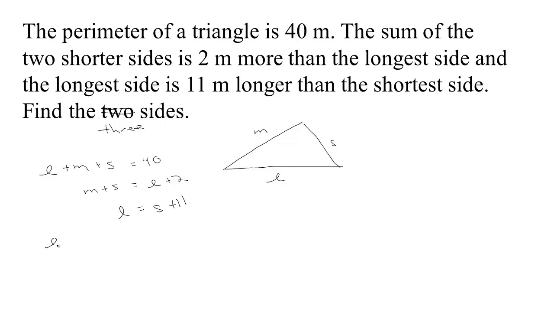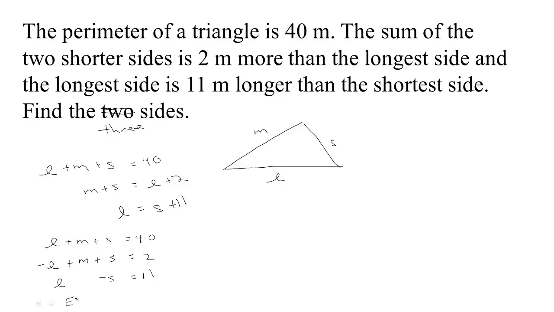Let me rewrite my equations just a little bit nicer. L plus m plus s equals 40. And if I bring that L over, negative L plus m plus s equals 2. And if I bring this s over, L minus s equals 11. We'll just use our Gaussian elimination.